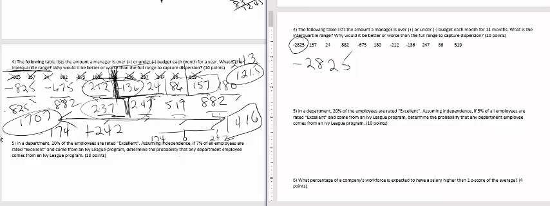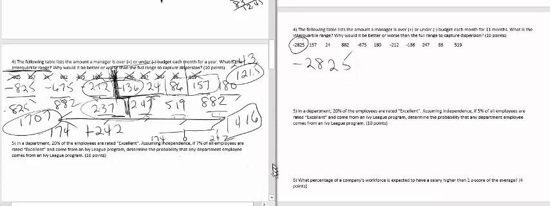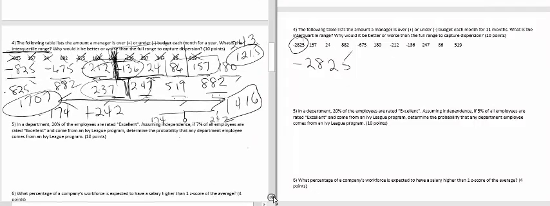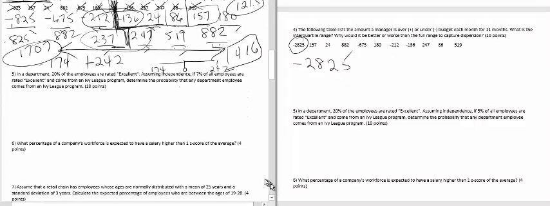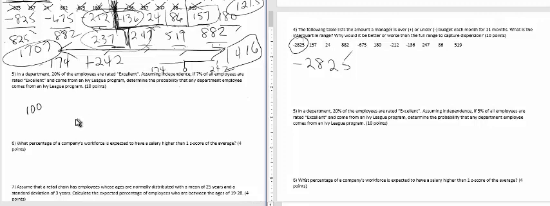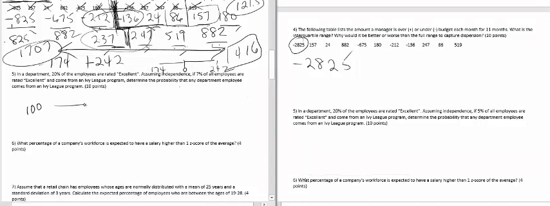In a department, 20% of the employees are rated excellent. Good. That's good. So 20% of the employees are excellent, 1 out of every 5. Let's do it this way. Out of 100 employees, how many are rated excellent? 20 of them, right? 20%.